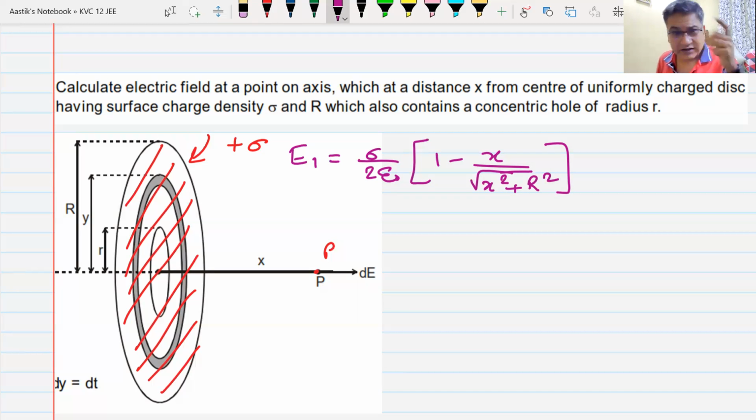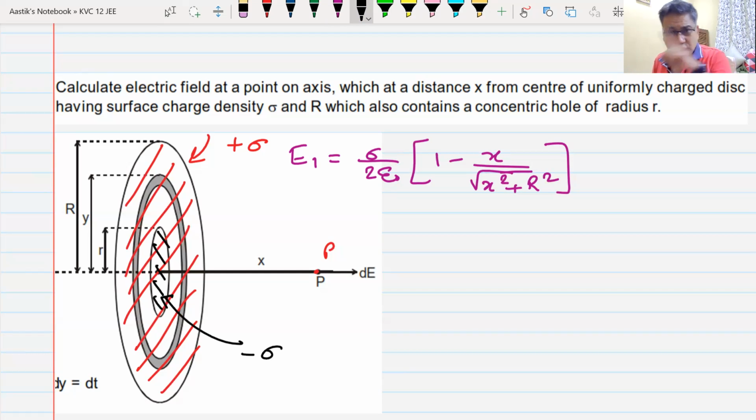Now, how do I create a hole? Actually, I don't need to create a hole. Basically, what I need to understand is how that disk with a hole is going to behave. It is going to behave in such a way that there is no charge present in that space. Now, how do I cancel out that charge in that space? I can superimpose a disk of negative charge, minus sigma, here.